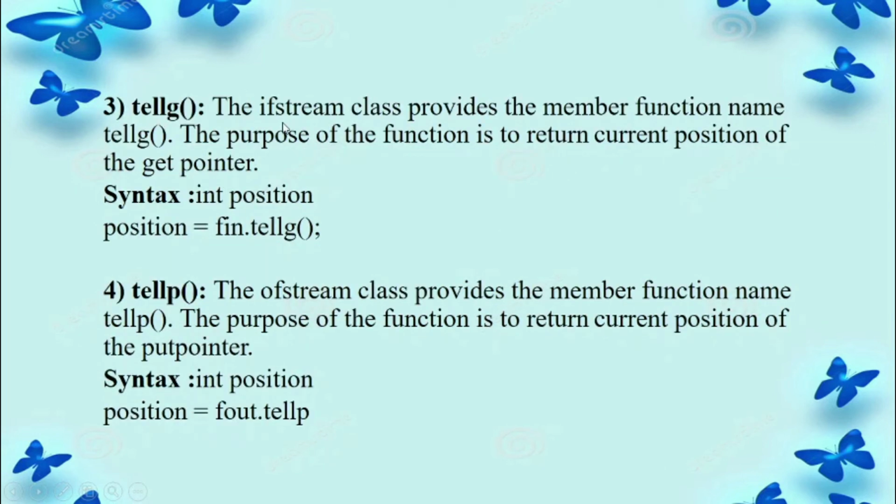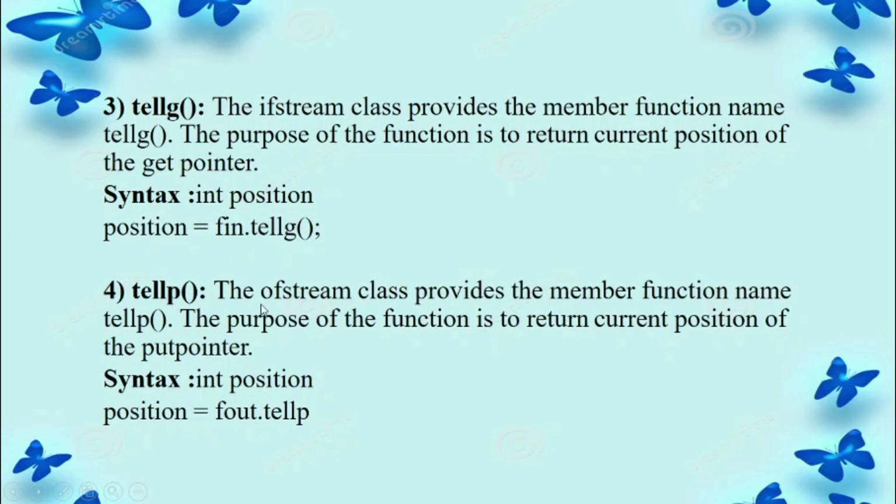Then the next is tellg. The ifstream class provides the member function named tellg. The purpose of this function is to return the current position of a get pointer. So where that pointer is pointing, that position will be returned using this function. So the syntax is int position, that is the value is coming in an integer. That is why int position = fin.tellg(). So it is telling where the file pointer is located, to which byte it is pointing. That position will be output using this tellg function.